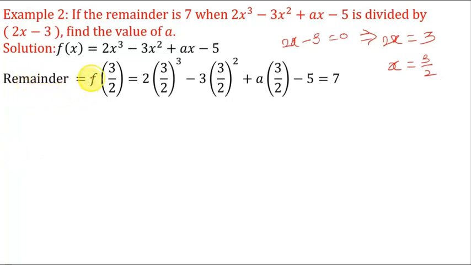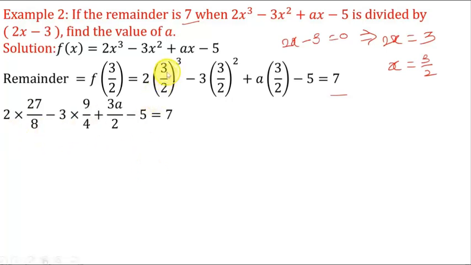Therefore, the remainder is equal to f of 3 by 2, which means the value of the polynomial at x equal to 3 by 2. Replace x by 3 by 2: 2 into 3 by 2 cube minus 3 into 3 by 2 square plus a into 3 by 2 minus 5. But we have been given that the remainder is 7, and hence it is written as 7. Now next simplification. 2 into 3 by 2 cube means 27 upon 8. 3 by 2 square means 9 by 4. 3a upon 2 minus 5 is equal to 7.